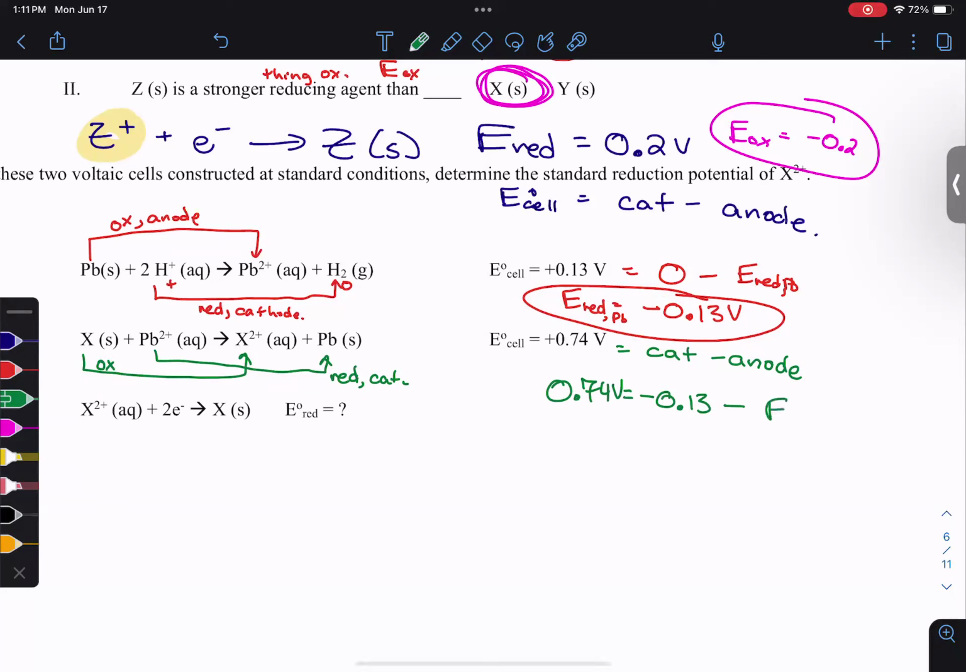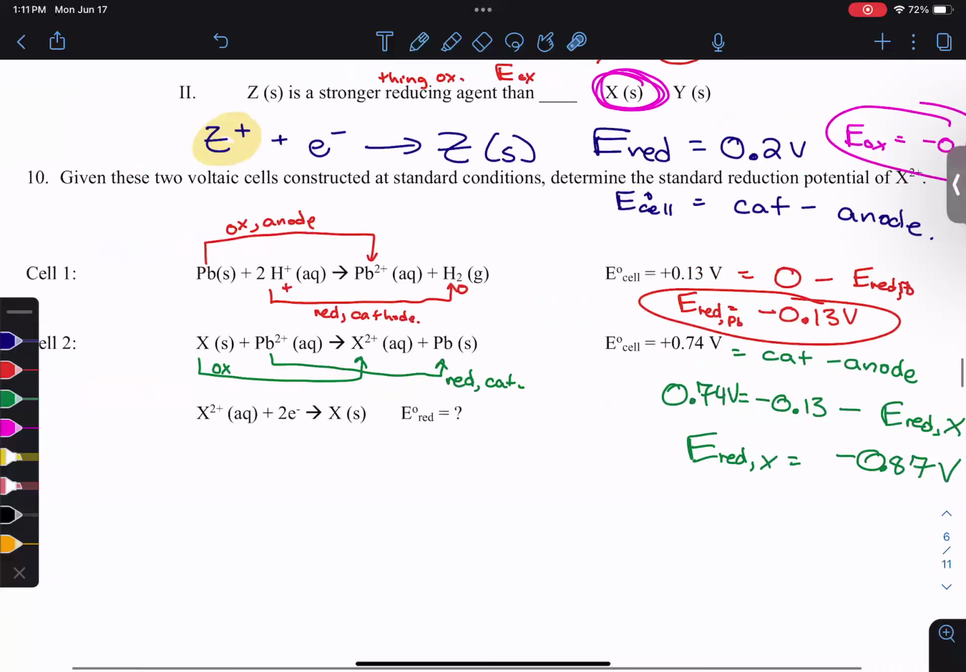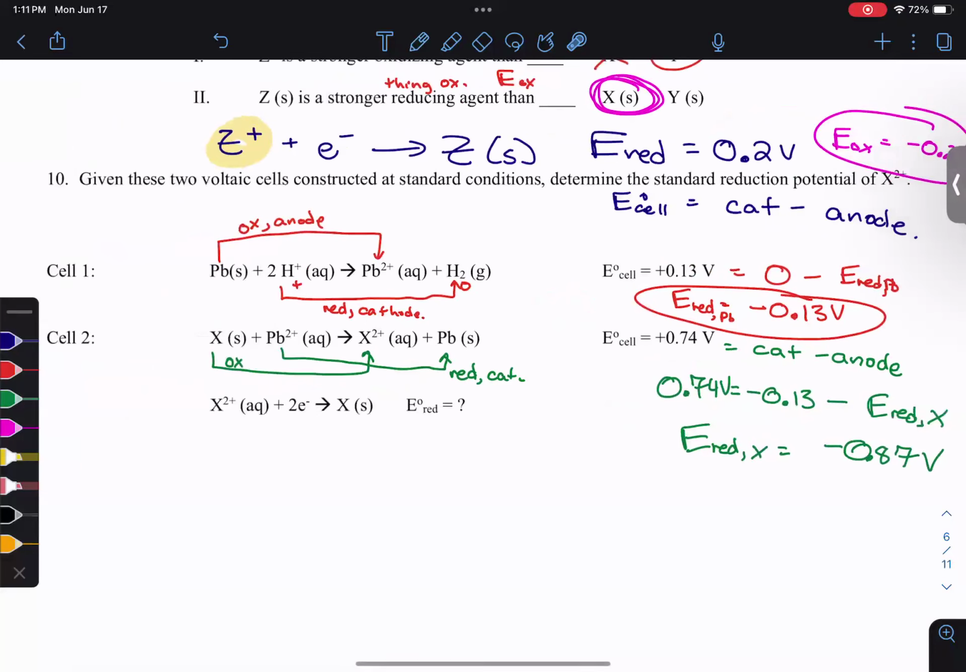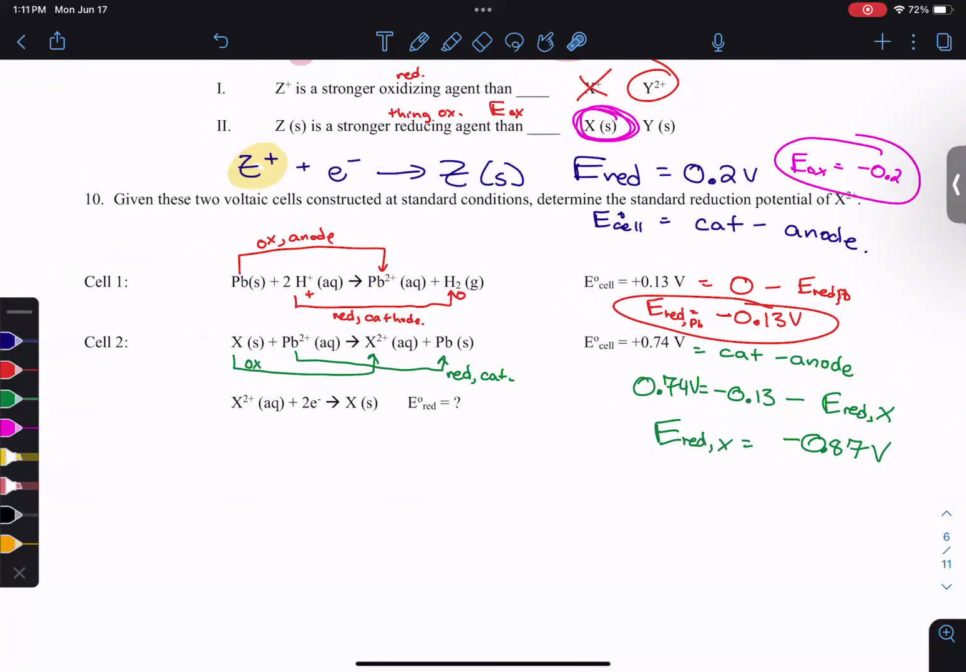So I'm just solving for the reduction potential of this mystery X, right? And if you solve for that, you get that the reduction potential of our anode X is equal to negative 0.87 volts. There's a lot of negative signs floating around, but as long as you always know it's cathode minus anode, they're both in the reduction form, then you'll be fine. As long as you correctly identify cell 1 and 2, or what your species are in each of these different cells.